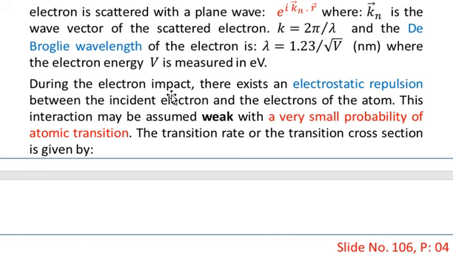During electron impact, there exists an electrostatic repulsion between the incident electron and the electrons of the atom. This interaction may be assumed weak with a very small probability of atomic transition.